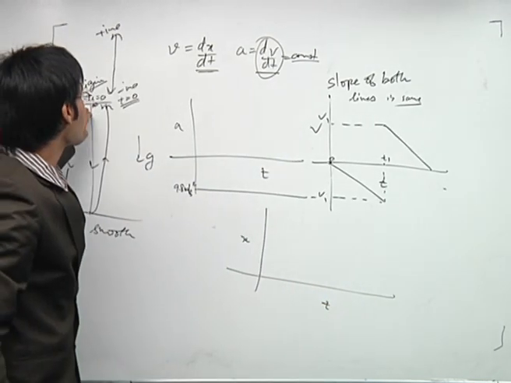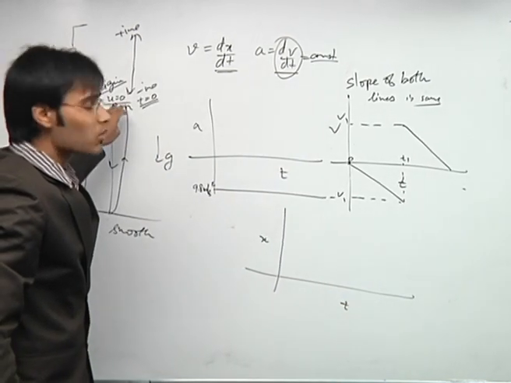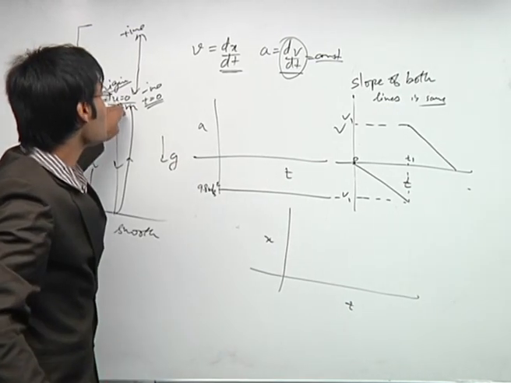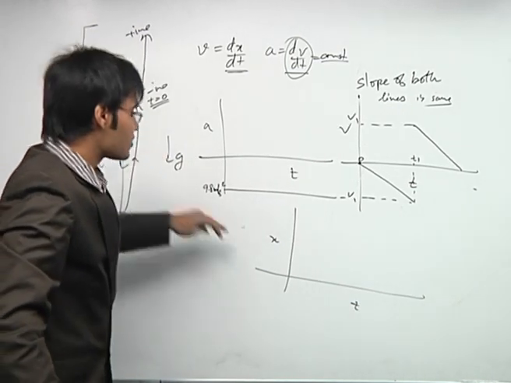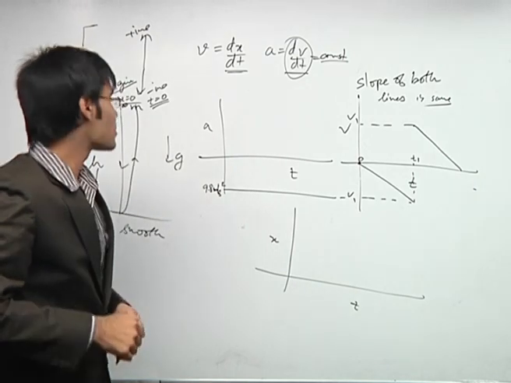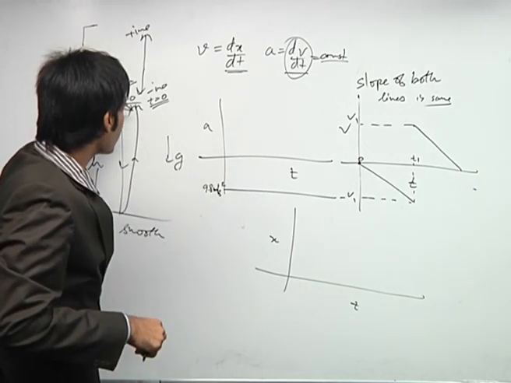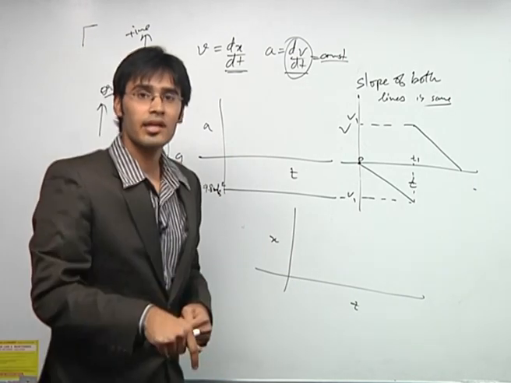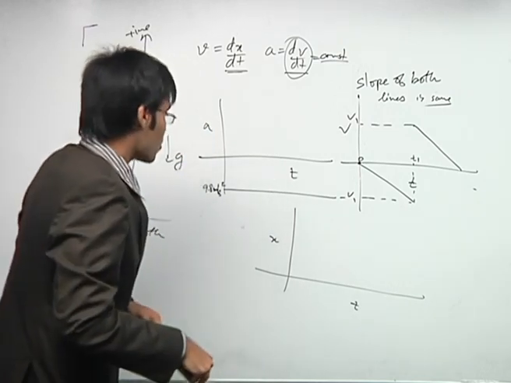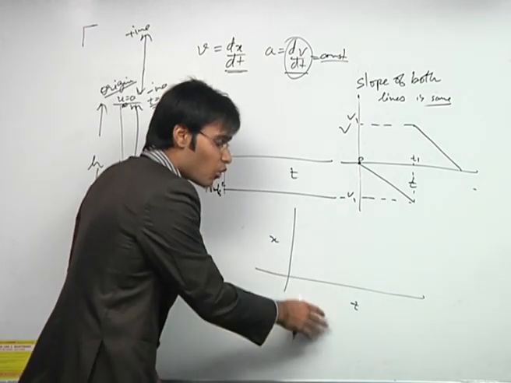Initially I am choosing my origin when I am starting to count the motion, or I am starting to analyze the motion of the particle. So at t is equal to 0, my displacement is 0. Now the displacement is increasing in the negative direction this time. So I know that I have to move downwards.